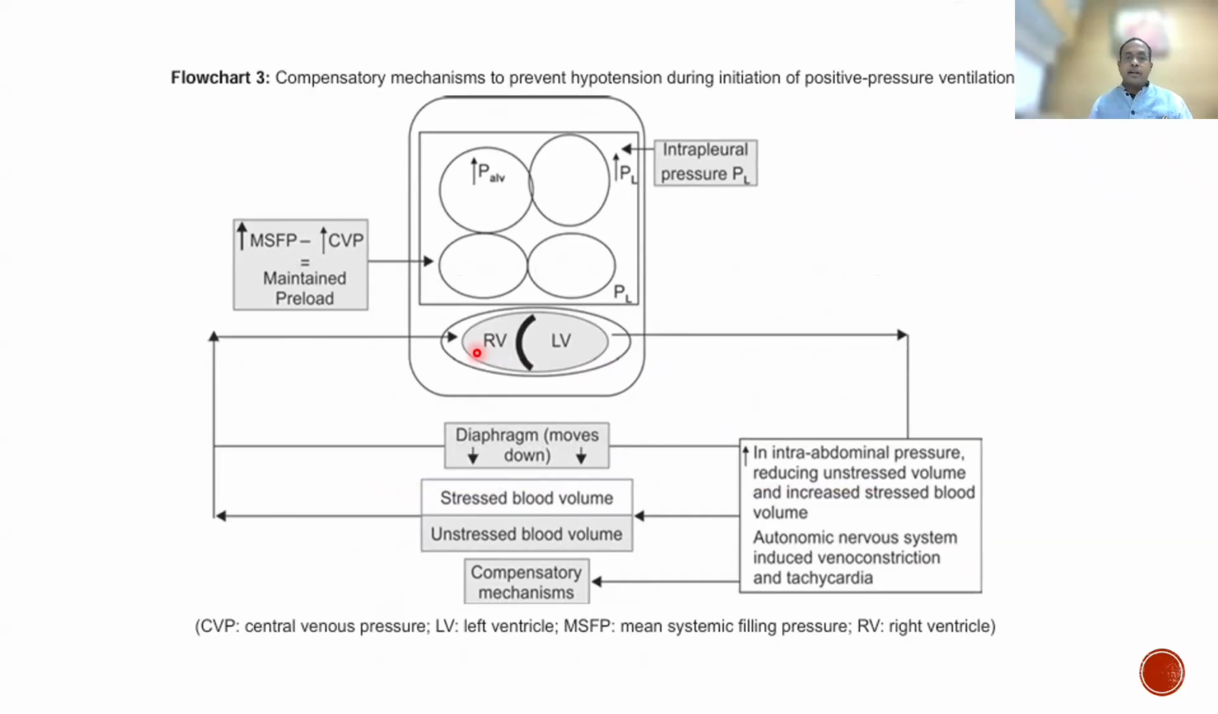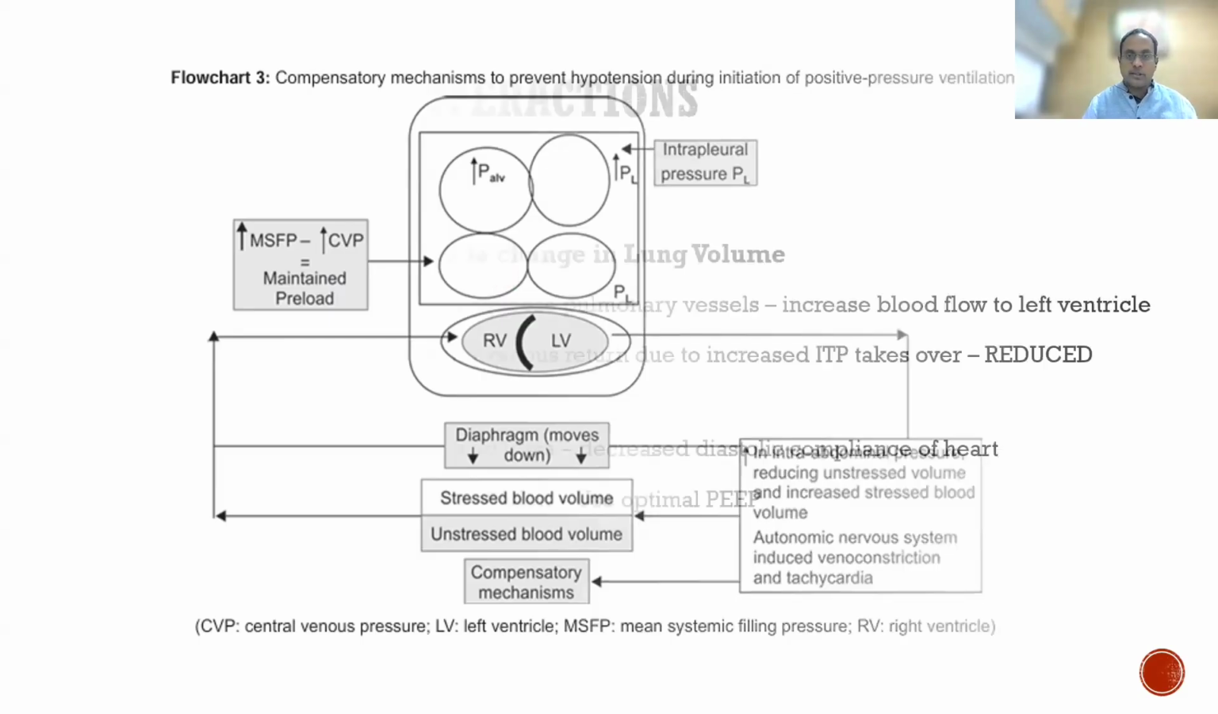Now, when we initiate positive pressure ventilation, the preload is expected to decrease. But what happens is the diaphragm moves down, and the amount of stressed blood volume increases. Because the stressed blood volume has increased, it increases the mean systemic filling pressure, resulting in maintenance of preload. And so the preload has been maintained. Why? Because there is activation of the autonomic nervous system, there is tachycardia, vasoconstriction, increased intra-abdominal pressure, and reduced unstressed volume. All these causes lead to maintenance of preload. That is why when we sedate and paralyze the patient while initiating positive pressure ventilation, the stressed volume remains the same, it doesn't increase, it leads to a decrease in preload, and you must have been observing that most of the patients become hypotensive at the time of initiation of positive pressure ventilation.